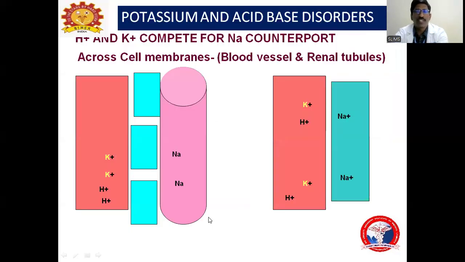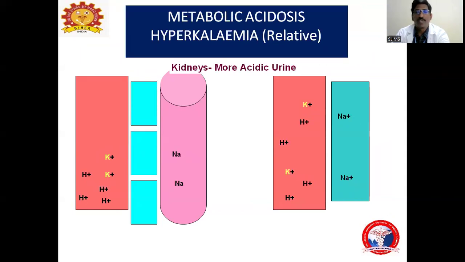So what happens to the potassium ions and sodium ions? In most of the cellular membranes, sodium is retained at the cost of potassium and hydrogen ions. Look at here, sodium is exchanged and correspondingly potassium and hydrogen ions are reaching here, both in the blood as well as in the urinary tubules. But look at this situation. In metabolic acidosis, there is excess H plus. So this excess H plus is exchanged with the sodium. So the urine contains acidic urine.